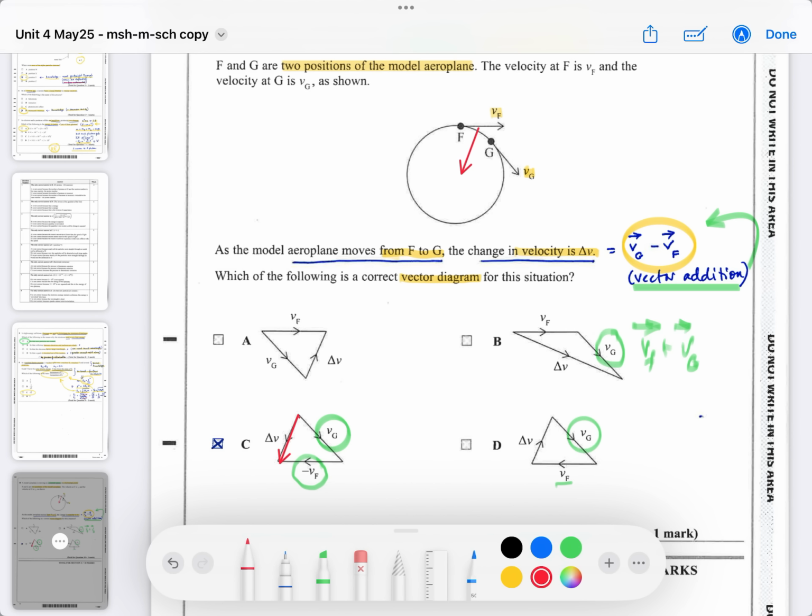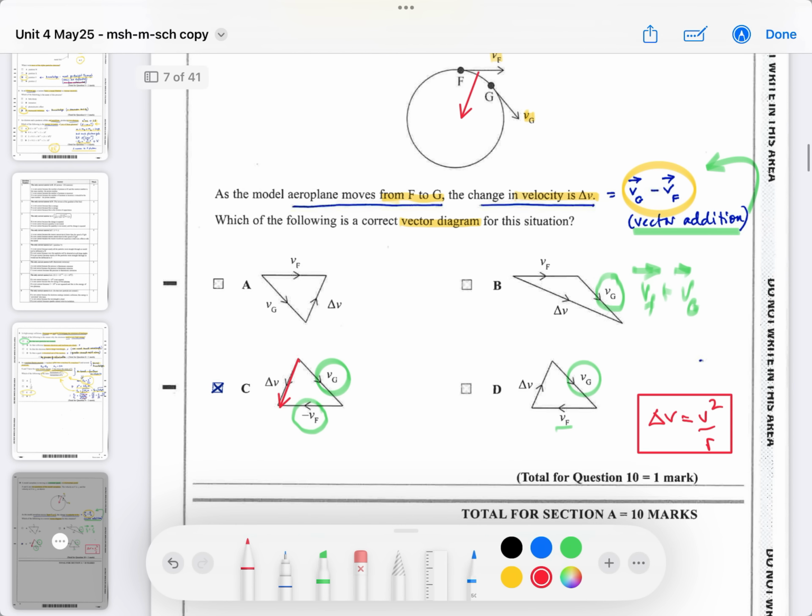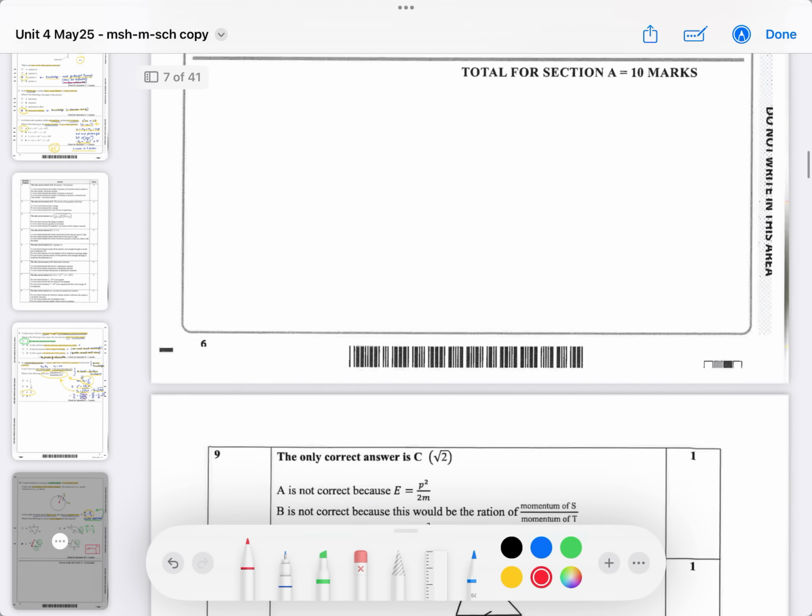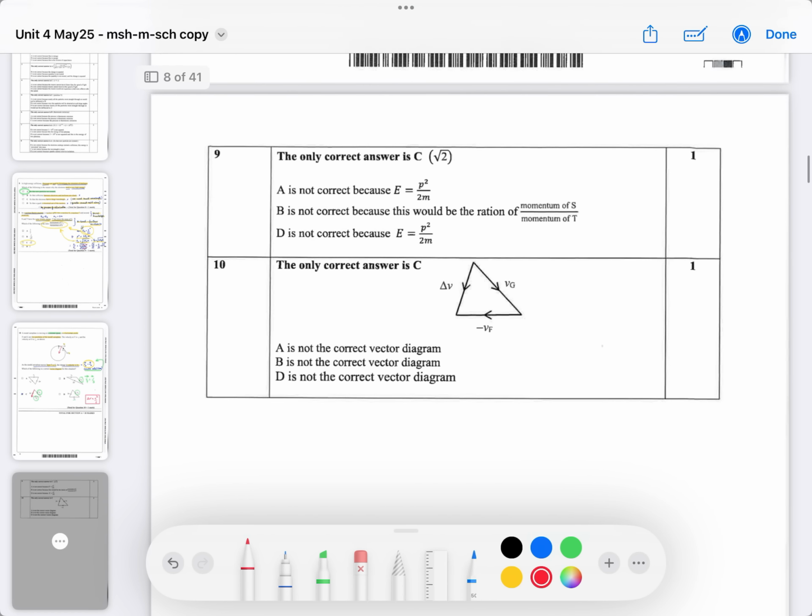So that's how you prove, and these are often longer questions in the exam where you've got to offer the proof and also prove that delta V is equal to V squared over R. And that's by using similar triangles. So you need to make sure you revise this question very thoroughly in case you get a 6-mark question on this. Okay, that's a 10 marks done. And there's the final 2 answers that I went through.